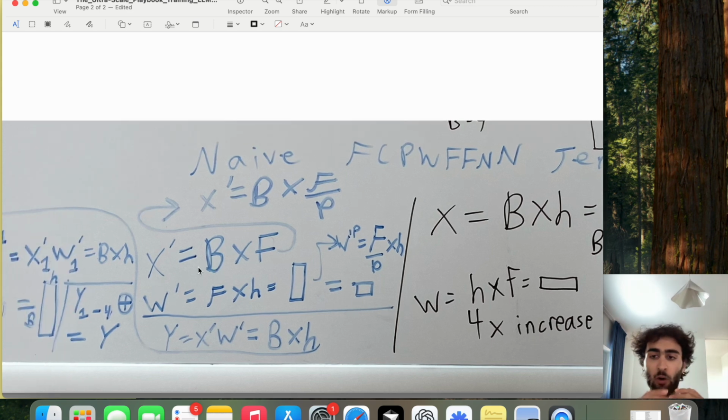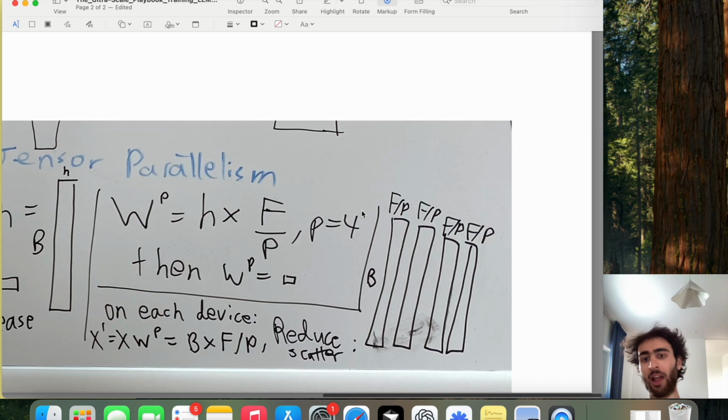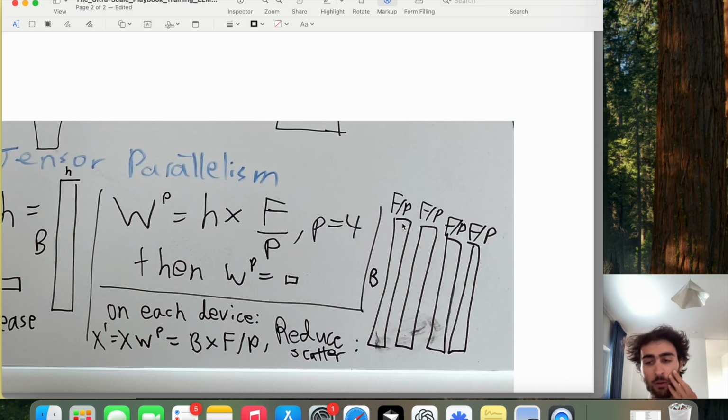And then w prime, of course, maps from quadruple to the normal hidden dimension length, which is from f to h, or from 4 to 1 if you want to have the ratio in mind. And now we have to split up both our inputs and our weight matrix, because if you remember, when we do the row-wise sharding, we have to split up both matrices. So in this case, we get back our b times f divided by p columns, which is why, in fact, we can just completely avoid all reducing, because since we reduce scatter and then get back the same value afterwards, then you just don't need to do the communication.